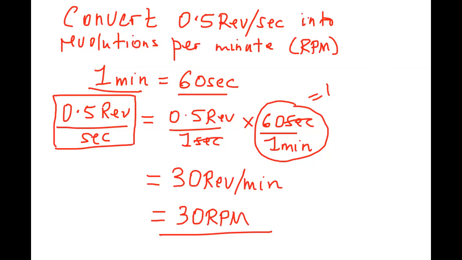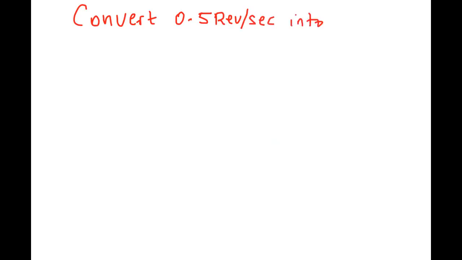All right, so let's try to convert the same quantity into now radians per second, which is also common. So convert 0.5 revolutions per second into radians per second. Now to do that, you will actually convert 0.5 revolutions per second into radians per second. To do that, you're going to realize one thing about the connection between radians and revolutions.